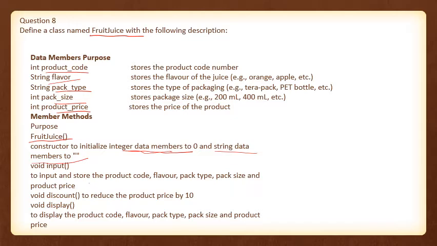Void input to input a store product code, flavor, pack size, and product size. So in the input function, define a scanner class object and input the value of product code, flavor, pack type, pack size, and product price. Void discount to reduce the product price by 10. Display to display all the things. Let's see the program.